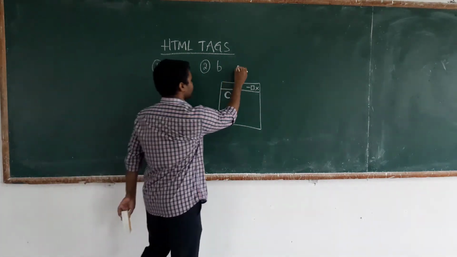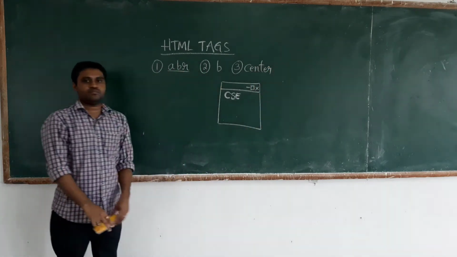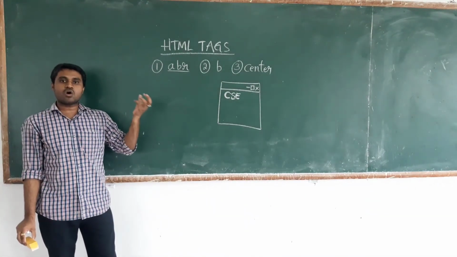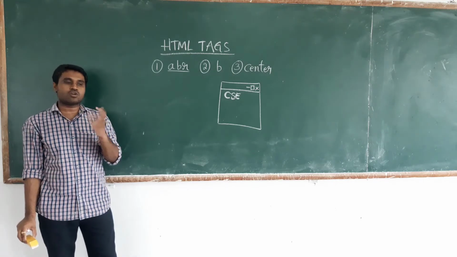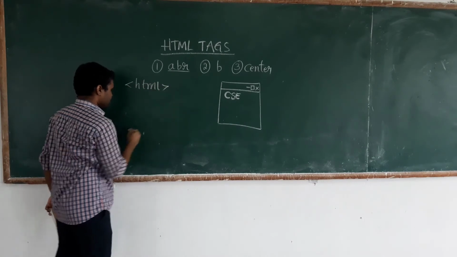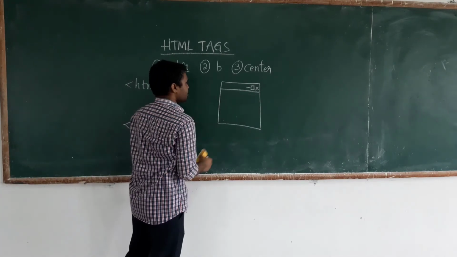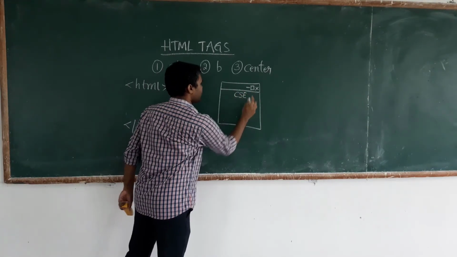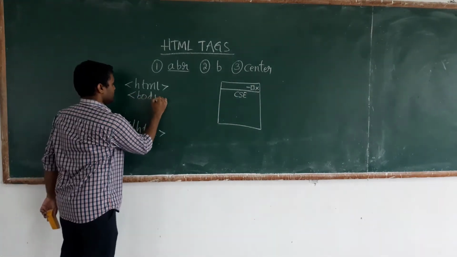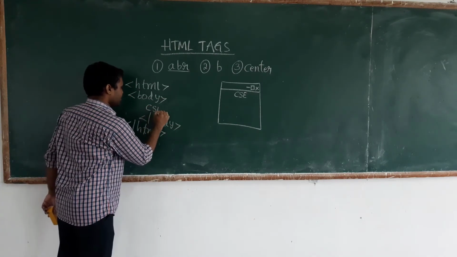Next we will discuss the third tag, that is the center tag. This tag is used to display the text at the center or middle of the line. We'll see one simple example. Let us say, for example, I am taking an HTML file. I want to display the text CSE in the middle of the line. So I can write a statement like this: body, /body. If I write a statement like this: CSE.